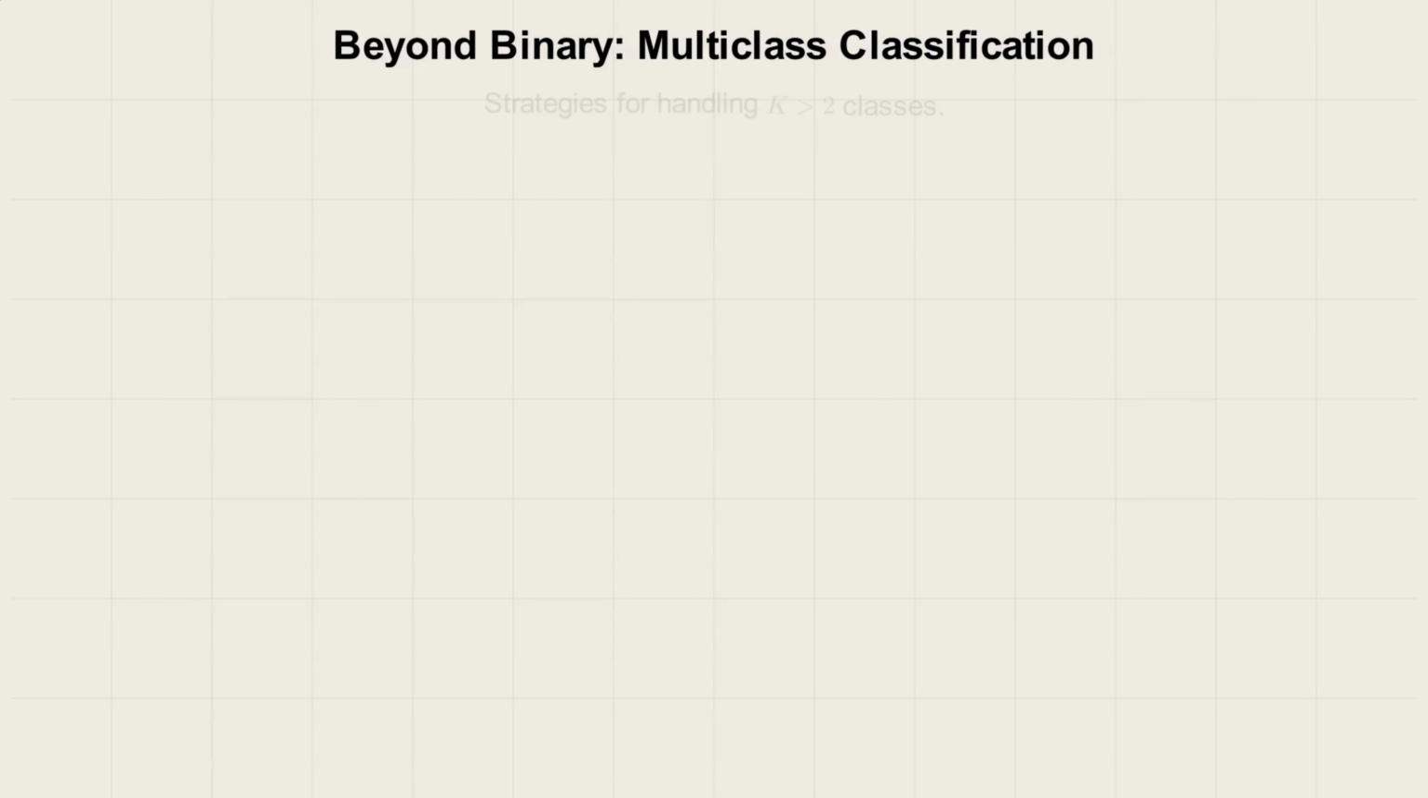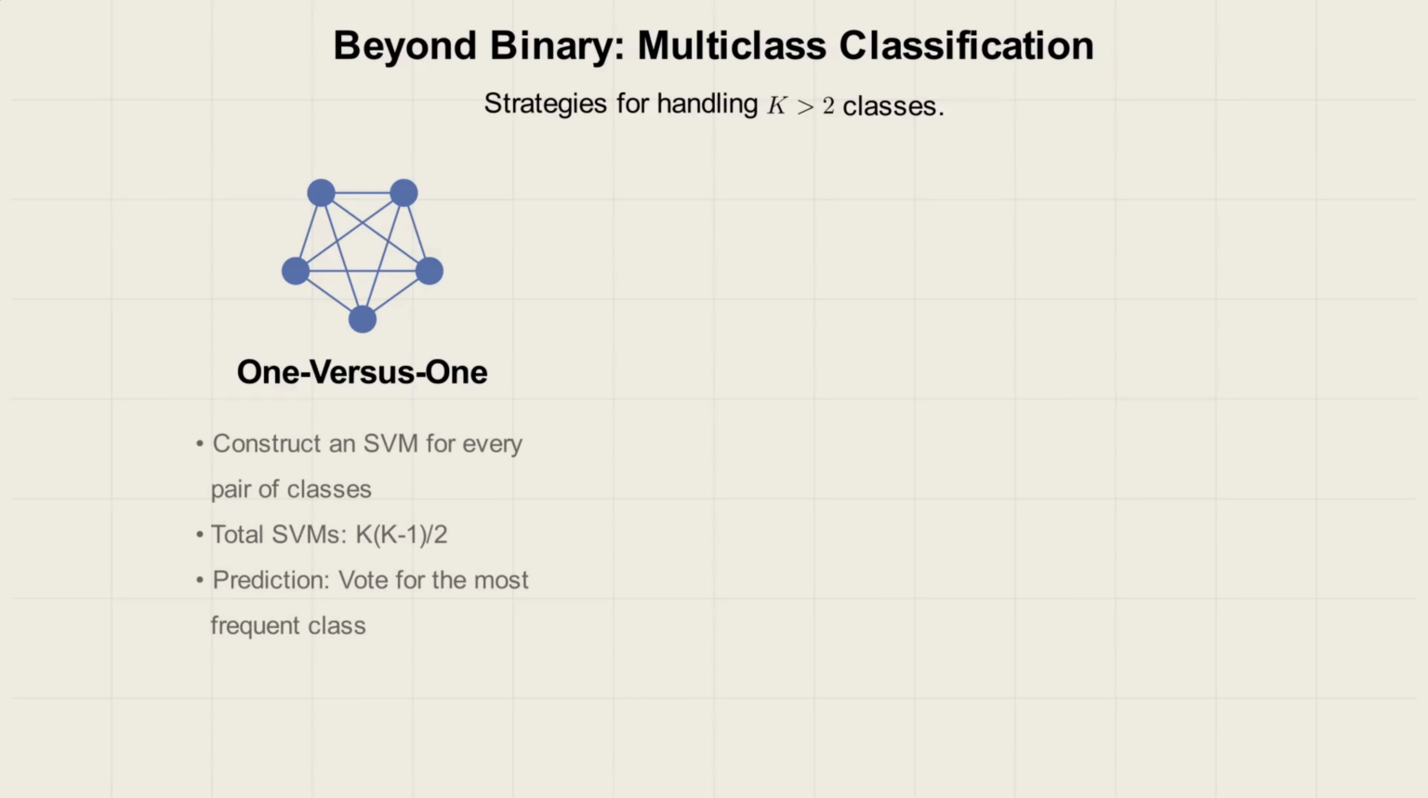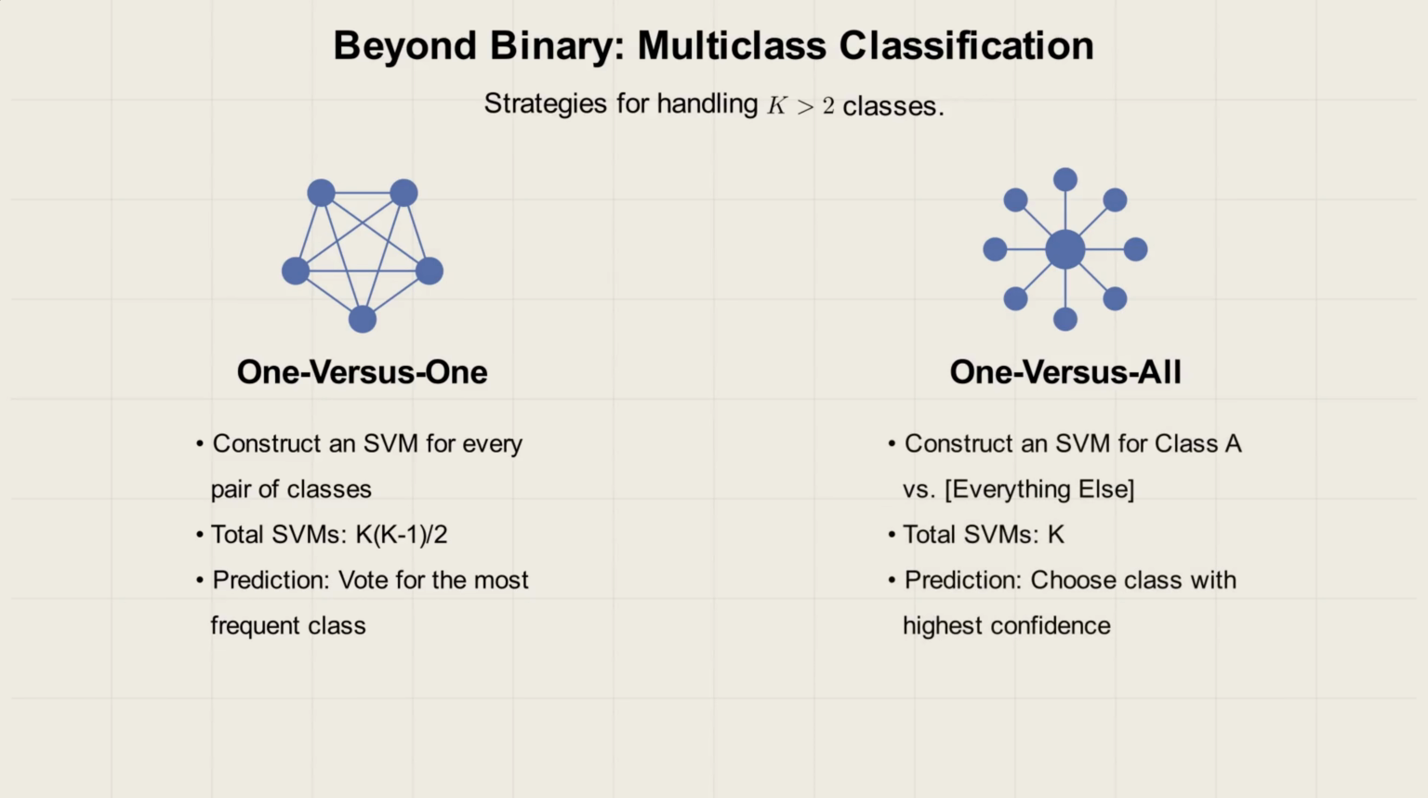But how do we handle the real world, where we often have k number of classes? Instead of pairing up, we build one SVM for each class and test it against everything else at once. As seen in our star diagram, each point is compared directly to the center of the rest of the data. This requires fewer models, just one per class, making it faster to compute. We simply choose the class that the model identifies with the highest level of confidence. Whether you choose the exhaustive voting of 1 versus 1, or the streamlined efficiency of 1 versus all, SVMs can scale to solve even the most complex multi-class challenges.